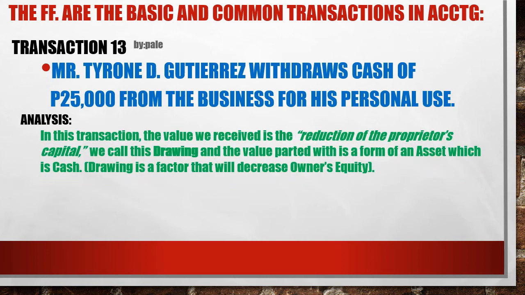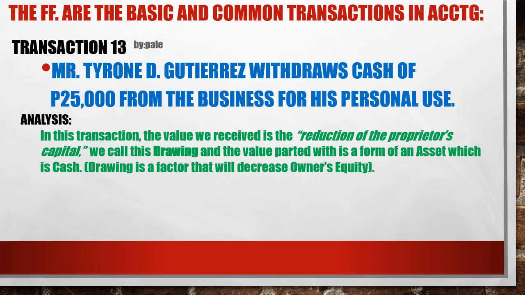Next transaction, Mr. Tyrone D. Gutierrez withdraws cash of 25,000 from the business for his personal use. Take note, he invested a while ago, but then he decided that he will use some money for his personal use. Meaning we have to take it from our business because he will use it for personal. Again, separate entity concept, separate them. So we have a specific account title every time the owner withdraws. It's either drawing or personal account. Drawing is a deduction or reduction of the capital of the business.